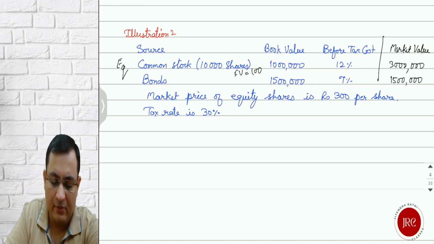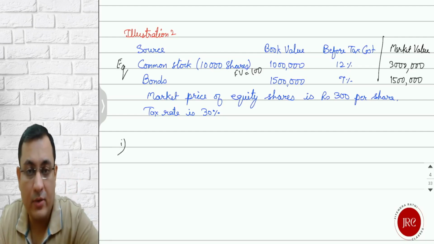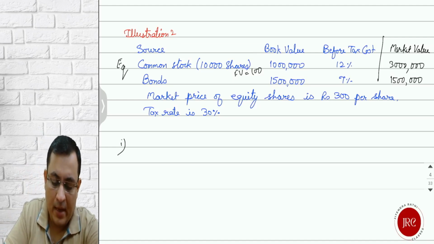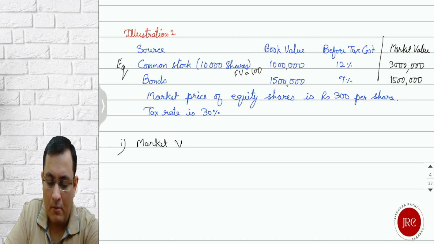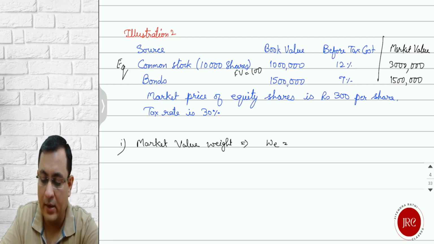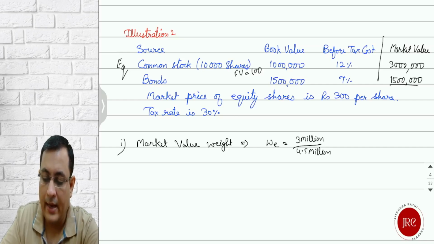Next, let's calculate the weight of equity first. Now, which weights are we going to use for the calculation of WACC? Here, let's assume market value weights are used. In this case, the weight of equity will be the market value, 3 million, divided by the total of 4.5 million. And the weight of debt will be 1.5 million over 4.5 million. What is the WACC?